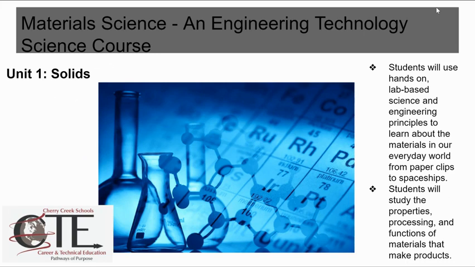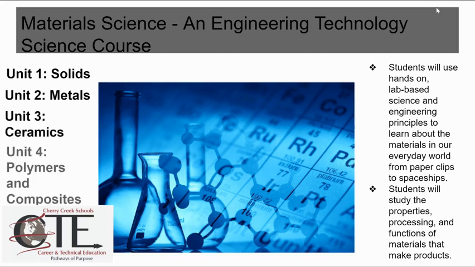Material science is one of our engineering technology science courses. It's a CTE, or Career and Technical Education, pathway course. We study a couple of units. Our first unit is on solids, second is on metals, the third is ceramics, and then our final unit is on polymers and composites. Throughout all these units, students will use hands-on, lab-based science and engineering principles to learn about the materials in our everyday world, from paper clips to spaceships. Students will study the properties, processing, and functions of materials that make up our products.